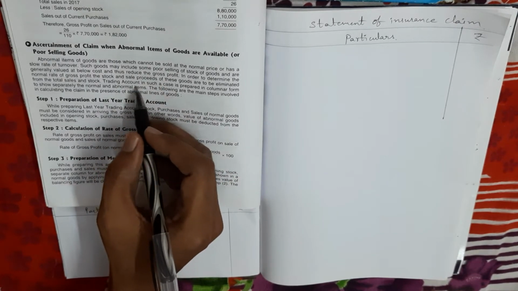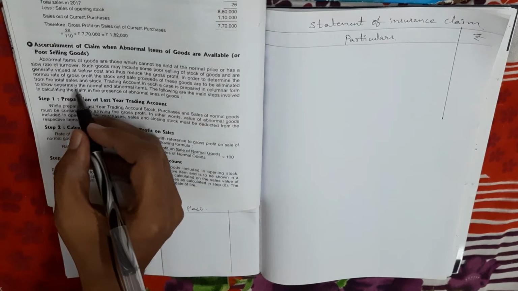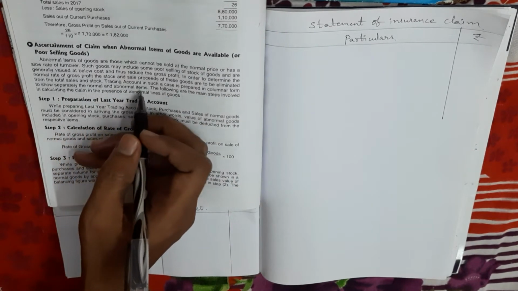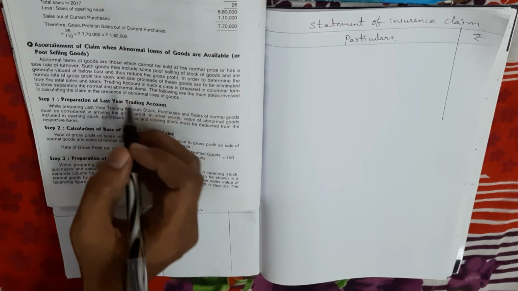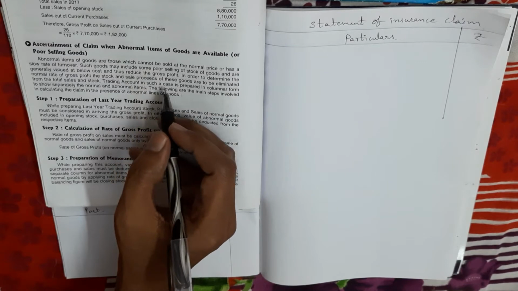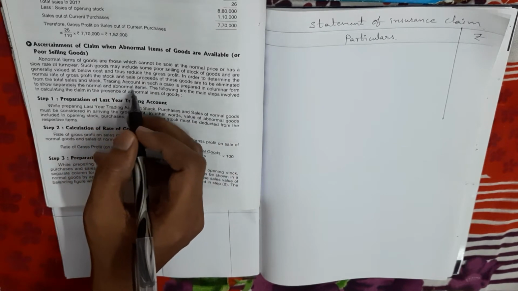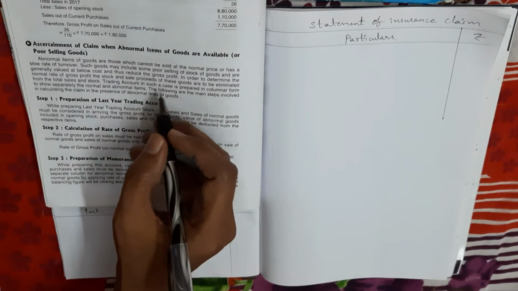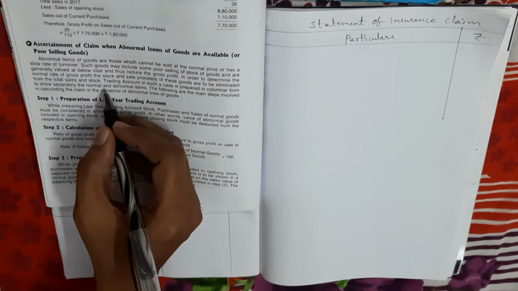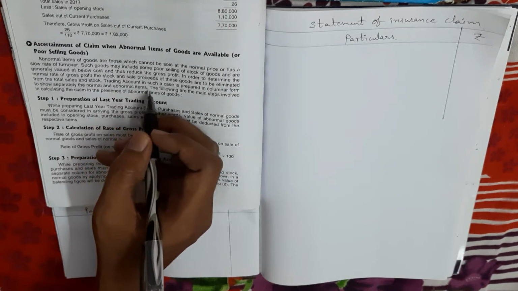Your trading account in such a case is prepared in columnar form to show separately the normal and abnormal items. So in trading accounts, we prepare two columns, one column for normal items and one column for abnormal items. Because on normal items only we calculate the gross profit amount. That's why we show abnormal items separately.